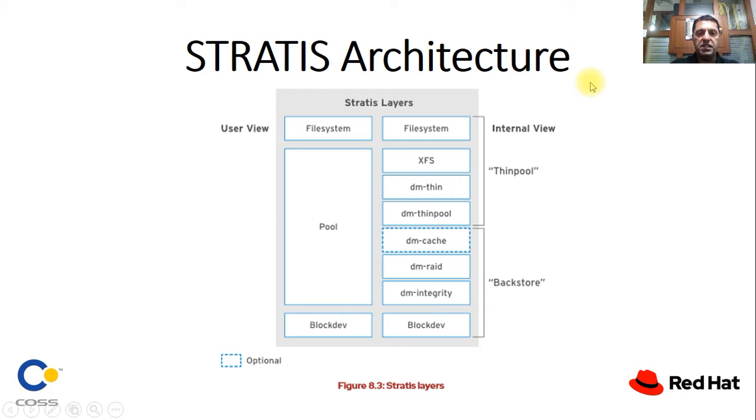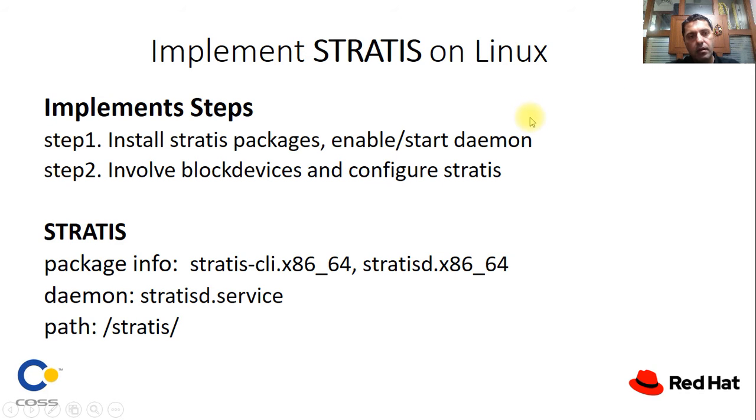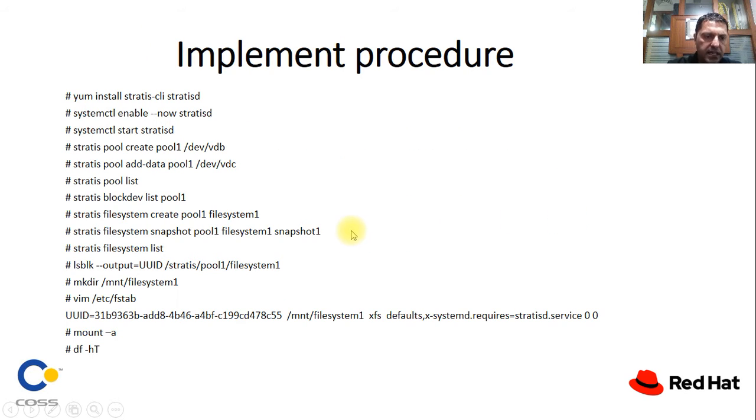On the right side, you can see the internal layers, and on the left side, you can see the user view layers. The user can see 3 layers: block device, pool, and file system. But on the right side, you can see the purely technical internal layers. They work together and implement storage over the hard disk in Linux. How can we implement it? 2 steps. Step number 1, install the Stratis package. Step number 2, involve your storage and implement it over the storage. How can we do it? I wrote it here, and we will practice over it.